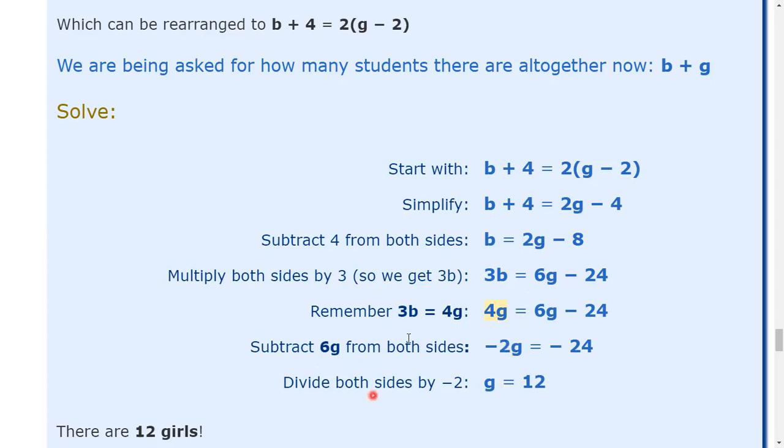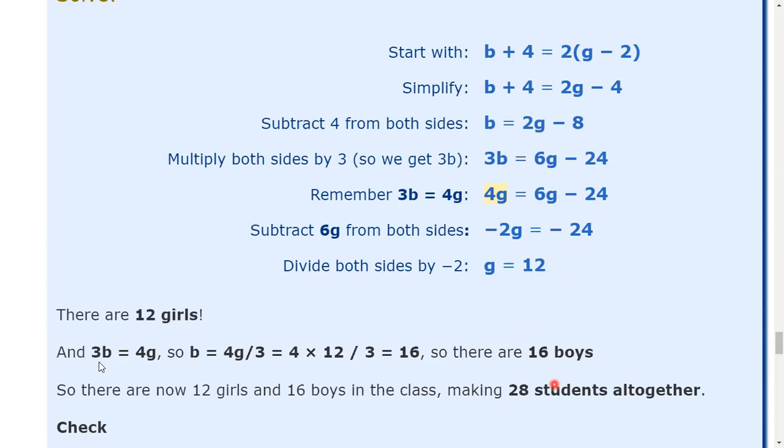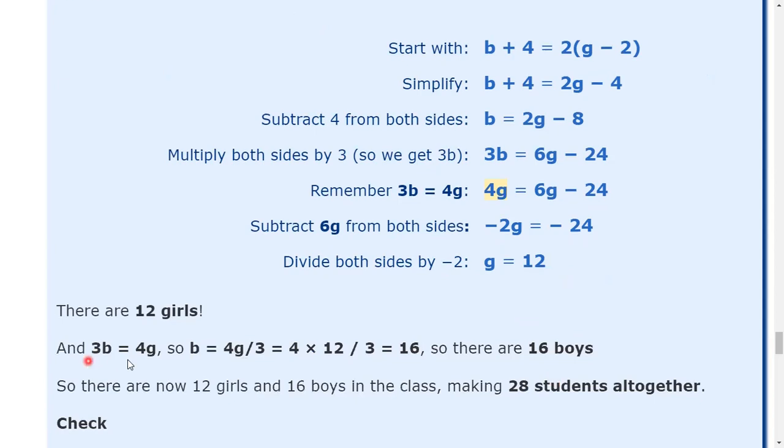Here we are putting the value for 3b. So 3b is this one from the first equation. So girls are 12. There are 12 girls and 3b is equal to 4g. So boys are 4g by 3, 4 into 12 by 3, 16. So there are 16 boys. So there are now 12 girls and 16 boys in the class, making 28 students together. Altogether, these are the 28 students.